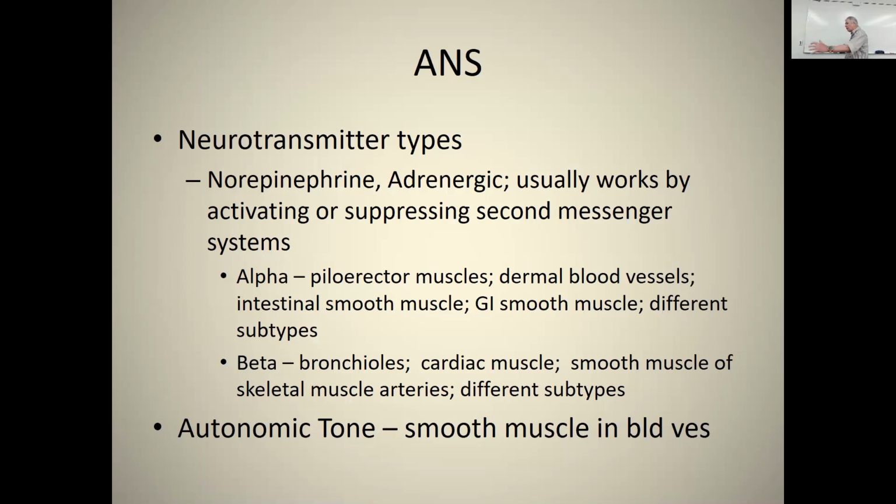Okay, so alpha and beta. Norepinephrine, adrenergic, usually works by activating and suppressing a second messenger system, and there are two types of receptors here. Actually, there are a lot more, but we're not going to get into those. There are subtypes of subtypes. But alpha receptors are in the piloerector muscles, which give you goose flesh, dermal blood vessels, intestinal smooth muscle, GI smooth muscle, different subtypes. Beta are in the bronchioles, cardiac muscle, smooth muscle, skeletal muscle, arteries, and there are different subtypes of it also.